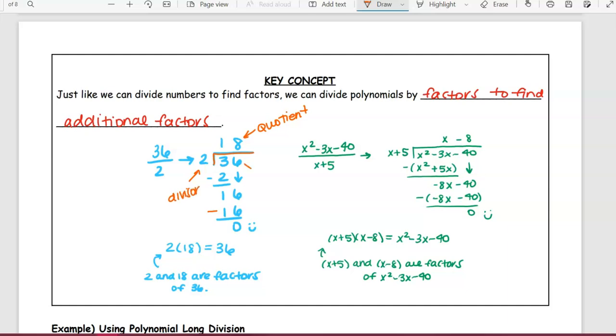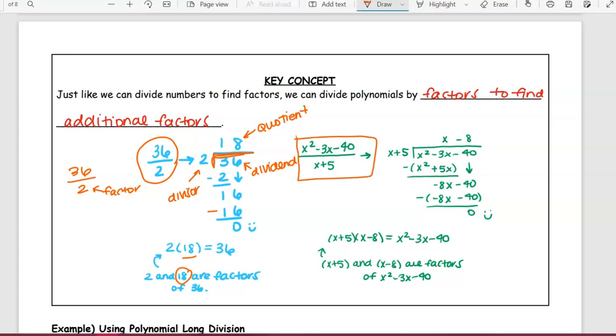Here's two examples. Just like we can divide numbers to find factors, we can divide polynomials by factors to find additional factors. So just a little interpretation of that sentence. I have 36 divided by 2. Okay, so then I do the division, right? 36 divided by 2. 2 goes into 3 one time, is 2. Subtract, I get 1. Bring down, 2 goes into 16 8 times, I multiply, then I subtract, I get 0. So let's just note, here's the answer. Here's the divisor. And here is the dividend.